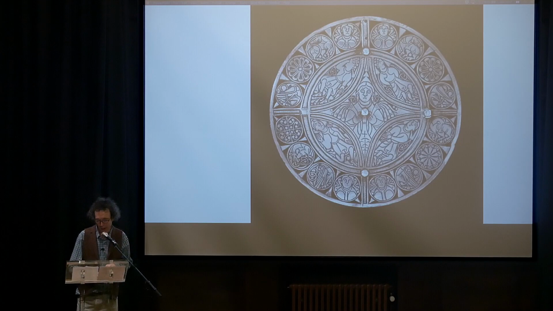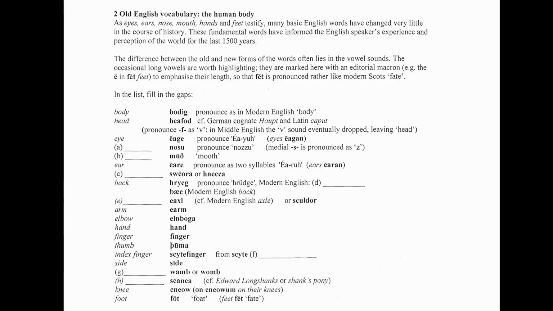Let's have a look at number two on the handout, just to see some of the parts of the body. If we look at the everyday language of the Anglo-Saxons, if that's the right word to call them, you can see that basically their words have continued into modern English. Spelling and pronunciation has changed, but these are recognizable words. Let me pronounce some of these words. So body, hervard, eye, nozzle. I'm sure you can guess what the translation of that is. Mouth.